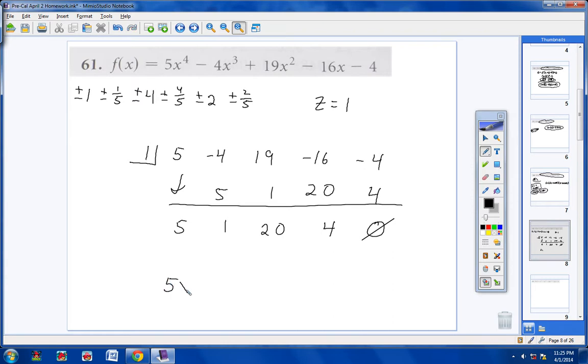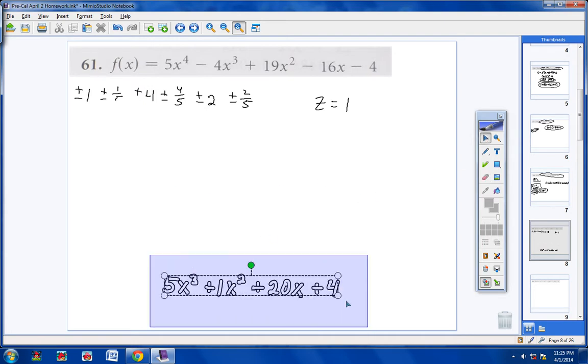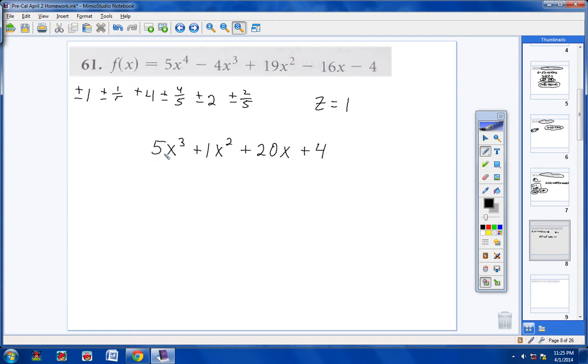So we're going to have 5x cubed plus 1x squared plus 20x plus 4. And I think this is factorable. So I think we can take this leftover part right here, and I'm pretty sure we can factor it, which will then give us the rest of our zeros. So let's see what happens here, okay? This is a 4-term polynomial. Let's pull out what's common in the first two. That would be an x squared, and you're left with 5x plus 1. And then here, there's a common 4, so pull out a 4, and you're left with 5x plus 1.